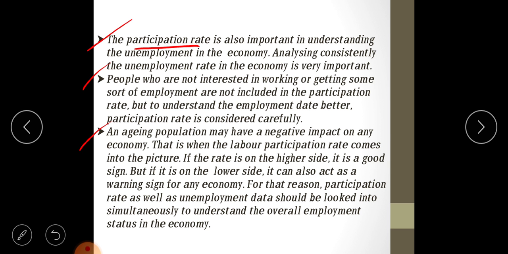For that reason, participation rate as well as unemployment data should be looked at simultaneously. That means at the same time, to understand the overall employment status in the economy. So this participation will help you to understand what the employment and unemployment data are in the country, and how it affects the economy of the country. So for this we have to study the work participation rate data set.